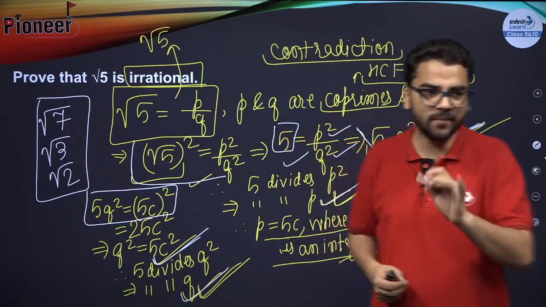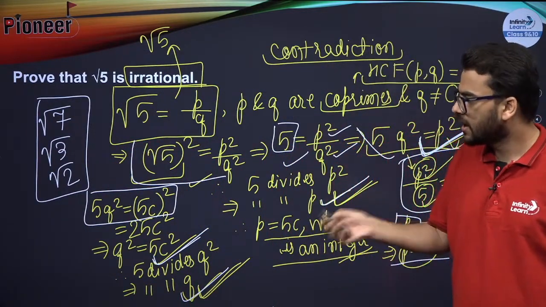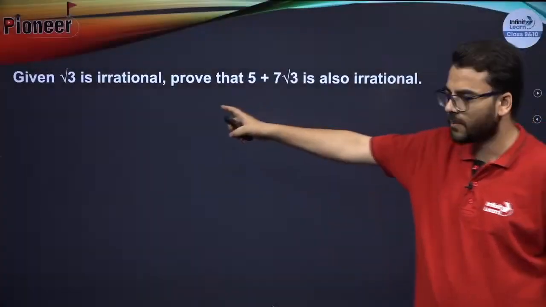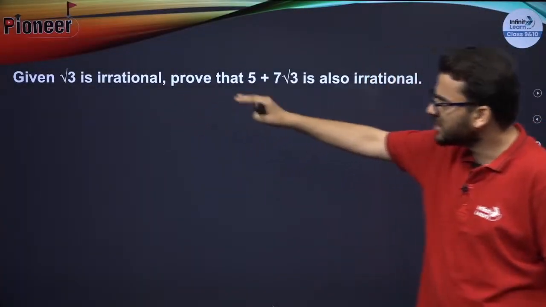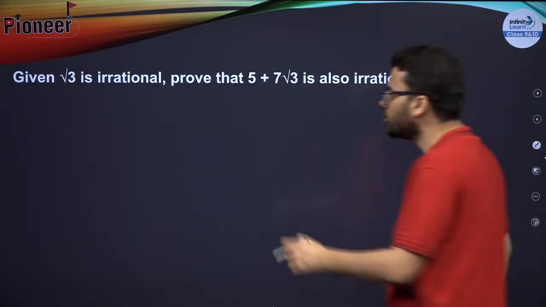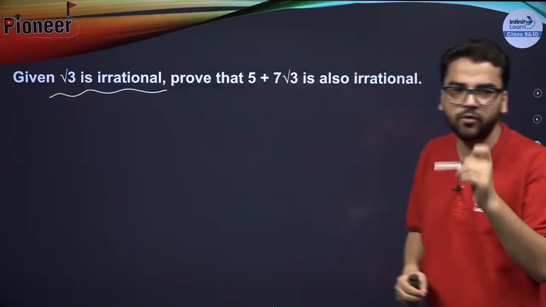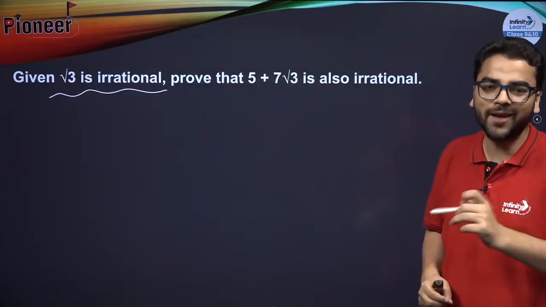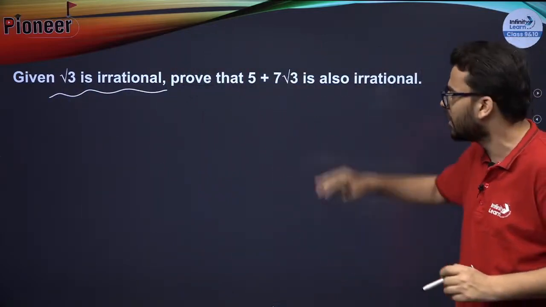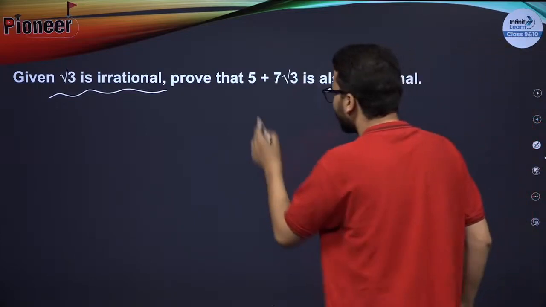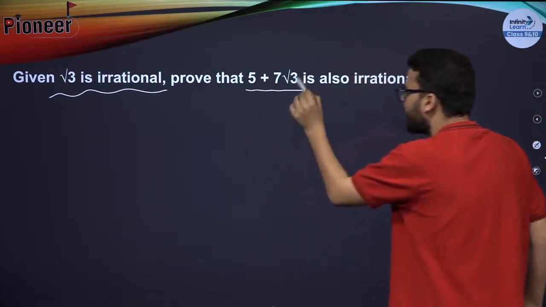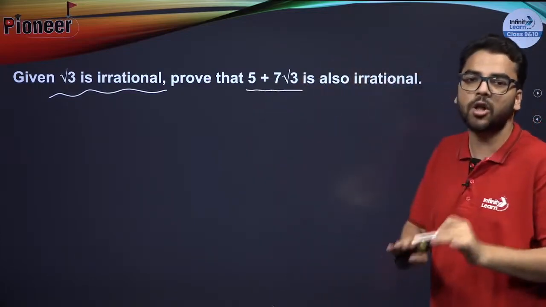You have to do the same thing in all of those questions. Now a different type of question is there. The second type is, suppose it is already given to you that root 3 is irrational. It is already given in the question itself that root 3 is an irrational number. You don't have to prove root 3 to be an irrational number. Assuming that root 3 is an irrational number, you have to prove that 5 plus 7 root 3 is also irrational.